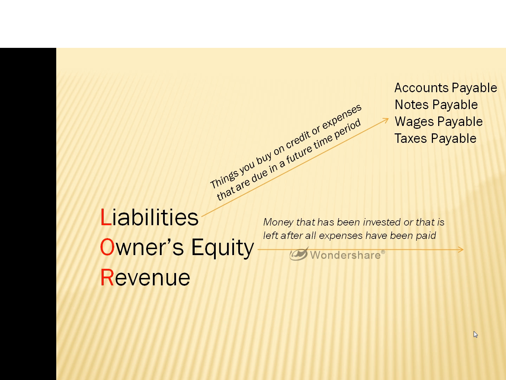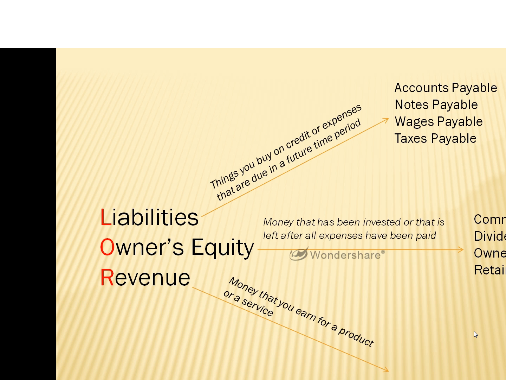Owner's equity is the money that has been invested or that is left over after all expenses have been paid. So examples would be common stock. That's where we keep track of the money that has been invested by our stockholders. Dividends is the money that we pay out to them. Owner's capital is money that the owners put in, and retained earnings is finally our calculations of all of these items together.